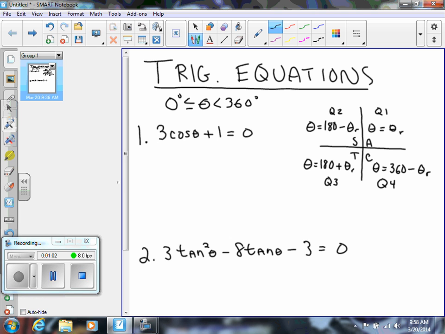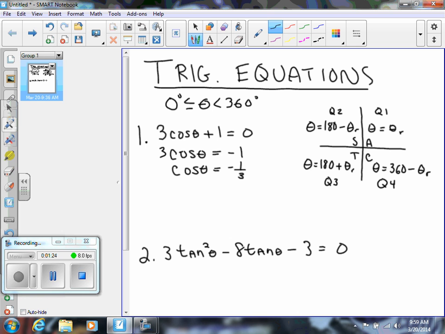So first, I'm going to isolate cos by moving the 1 and dividing by the 3. So we have 3 cos theta equals negative 1. We divide by 3 on both sides, and we get negative 1/3 on the right.